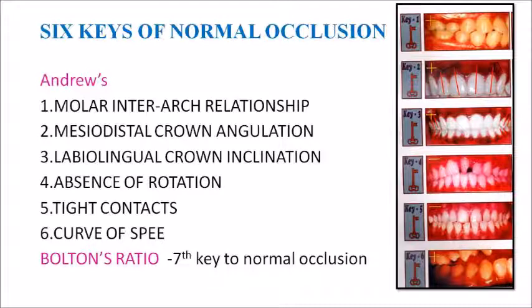Then the mesiolingual cusp of the upper first molar is occluding in the central fossa of the lower first molar. Now coming to the second key, which is the mesiodistal crown angulation. Please look at the second picture, which shows the mesiodistal angulation. Lines across the long axis of the tooth are being shown.